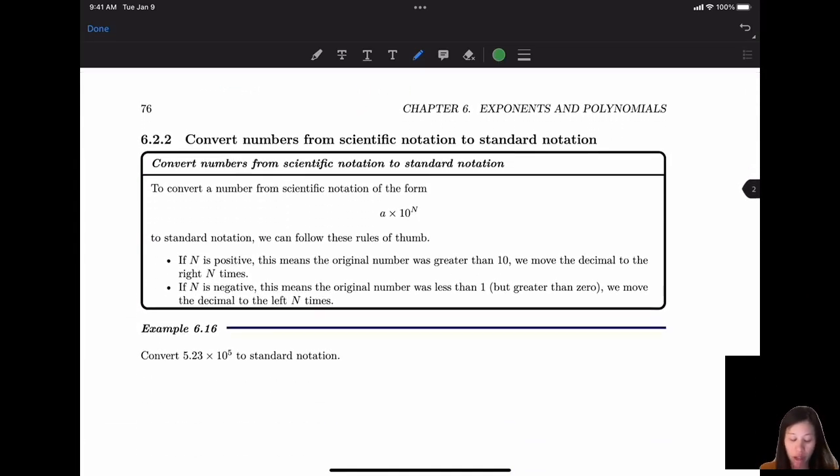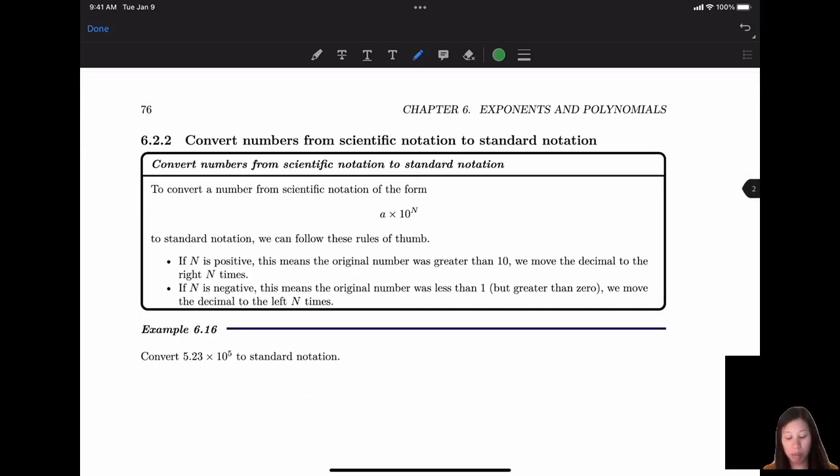Okay. So now is the opposite. How do we convert a number from scientific notation to standard notation? If you convert a number from scientific notation of the form a times 10 to the n, it's the opposite. If n is a positive number, this means the original number was greater than 10. We move the decimal to the right n times. If n is a negative number, this means the original number was less than 1. Then we move the decimal to the left n times.